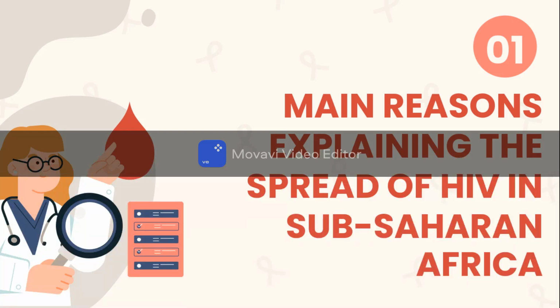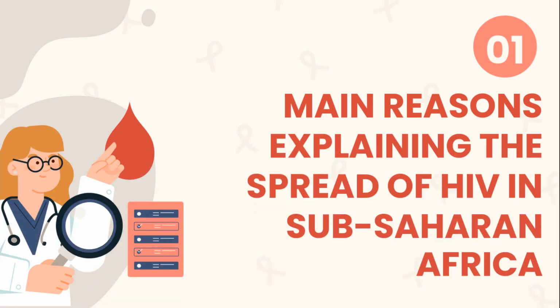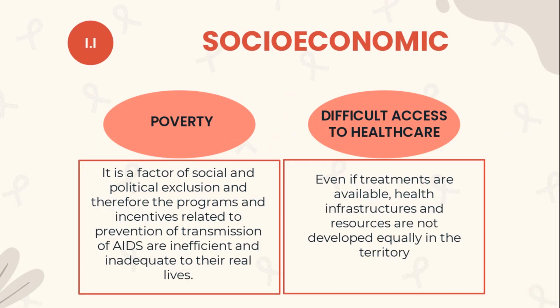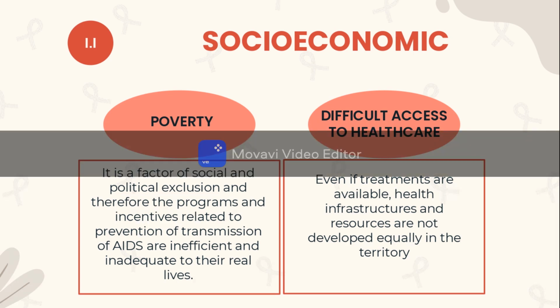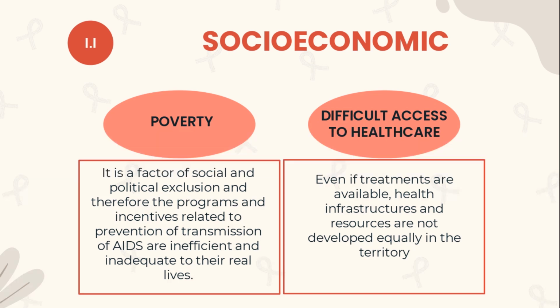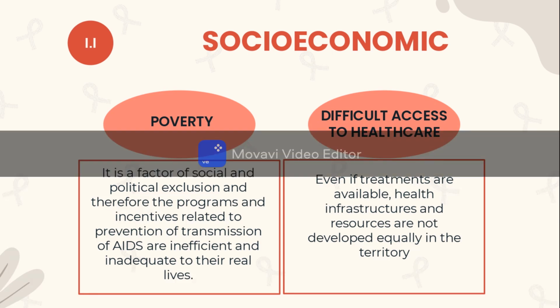There are main reasons explaining the spread of HIV in sub-Saharan African countries. Let's start with socio-economic ones. We know that sub-Saharan African countries are very poor. It's a factor of social and political exclusion, and therefore the programs and incentives related to prevention of AIDS transmission are inefficient and inadequate to their real lives. This situation is linked to how difficult it is to access healthcare. Even if treatments are available, health infrastructures and resources are not developed equally in the territory.